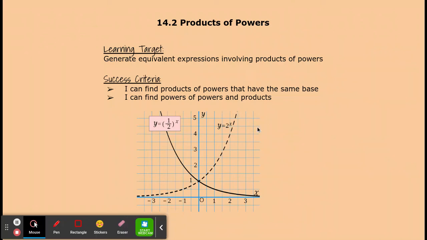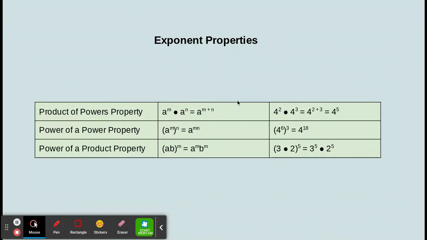14.2, product of powers. When we talk about powers, there are 3 different properties that we have to remember that will help us in simplifying our expressions. And here they are.